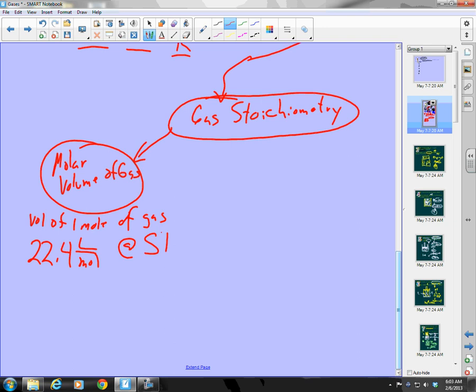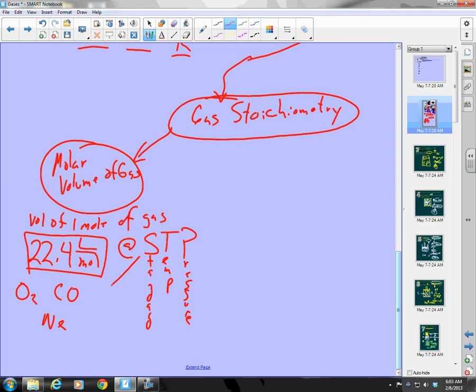But now here's the important thing. At STP, what does STP stand for? Standard temp and pressure. Cool. So that means at standard temp and pressure, every mole of any gas, it doesn't matter what gas I have, it can be O2, it can be CO, it can be NO, if they are at STP, their volume will be 22.4 liters per mole if I have 1 mole of those. Now, what is STP? T is 0 degrees Celsius, which we all know is 273.15 Kelvin, and P is 1 atmosphere.